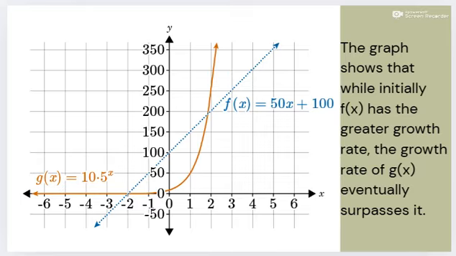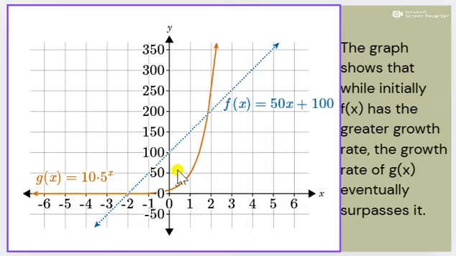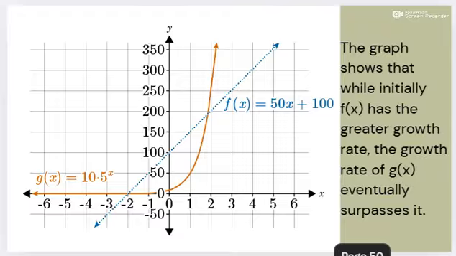So the graph shows that while f of x has the greater growth rate at first, the growth rate of g of x eventually surpasses it. Okay. This one is steady at the beginning, this one does better, and then this one surpasses it, just like it always does when both are growing.